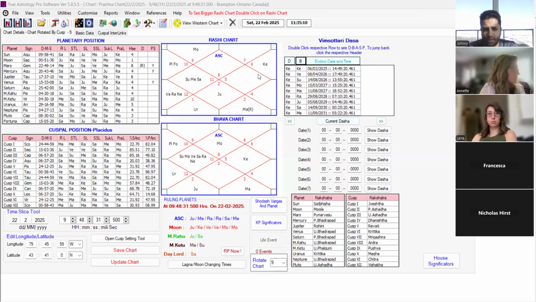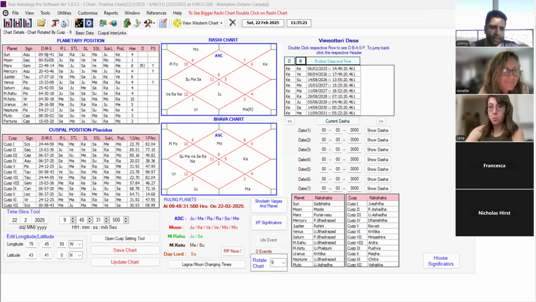Any other questions on this? What you guys see here, this shows you the planets. This will show you what signs the planets are sitting in. The degree, the location of the planets is shown right here.